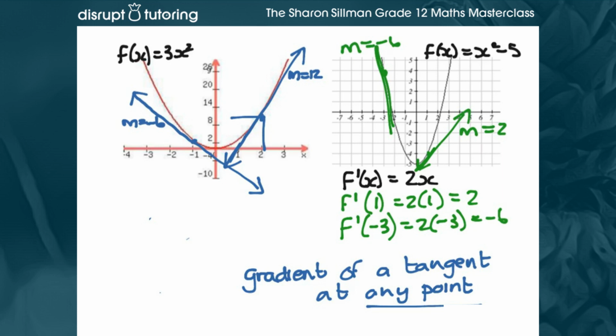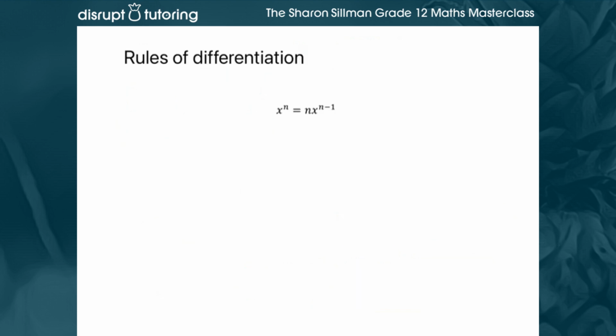So I hope this visual idea has helped you understand what we were really finding when we used that formula, the first principles, to find us the derivative of the function. We were finding an expression which represented the gradient of a tangent at any point. If we knew the point we were interested in, which we tried out here with 4 different ones, we would then be able to work out the gradient of that tangent. So it's quite long and complicated to use first principles.